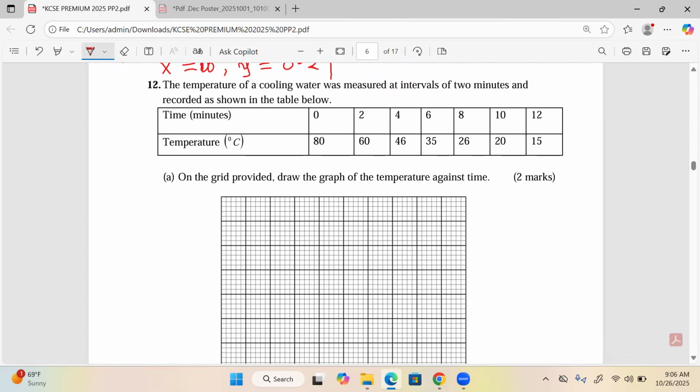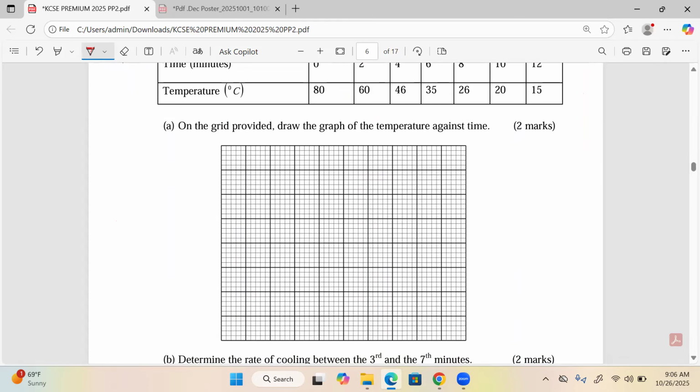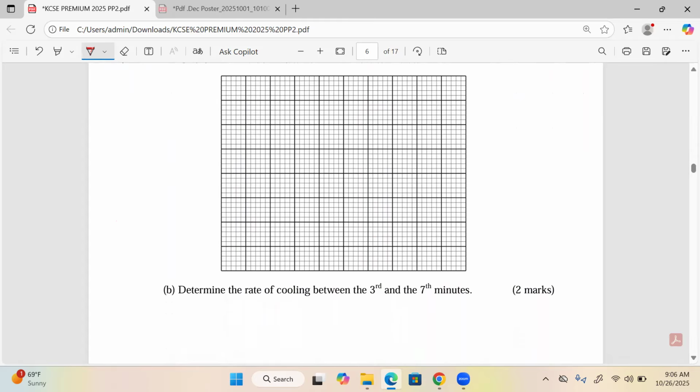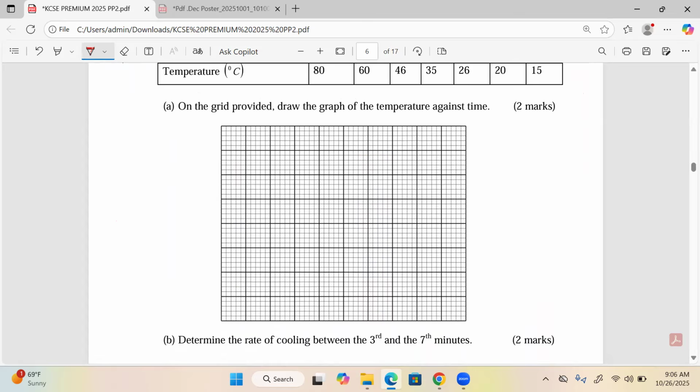Number 12. Now the temperature of a cooling water was measured at intervals of 2 minutes and recorded as shown in the table below. Time in minutes, then temperature in degrees Celsius. The first thing on the grid, draw the graph of temperature against time.